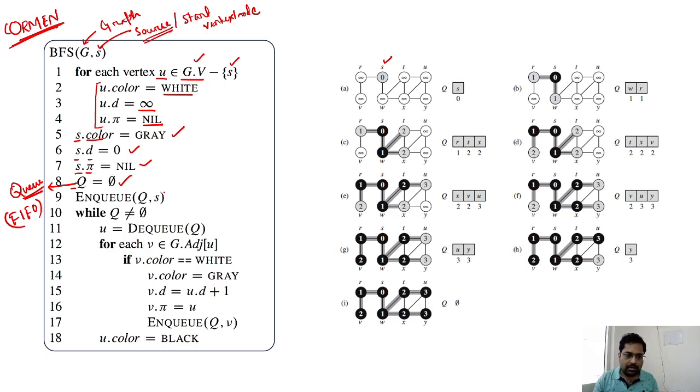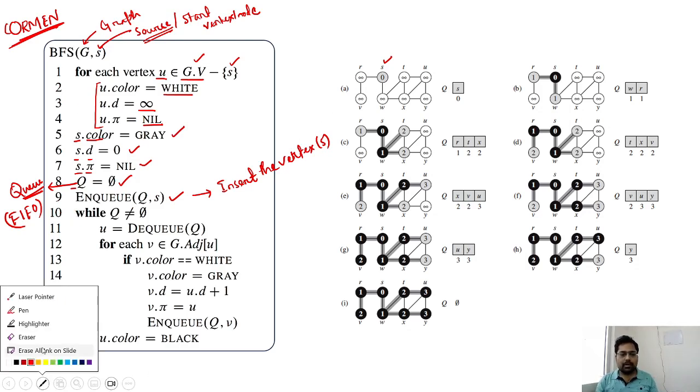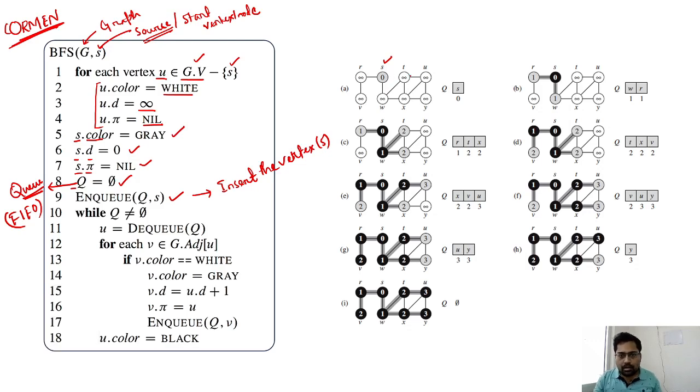Next, once it is done, then we enqueue. Enqueue means we are inserting the vertex S. Okay, that means enqueue means we are inserting the vertex S. Once we have inserted, for lines 1 to 10, what we have done is we have put infinity. Next, we have set it as 0. In this sixth line we set this as 0.